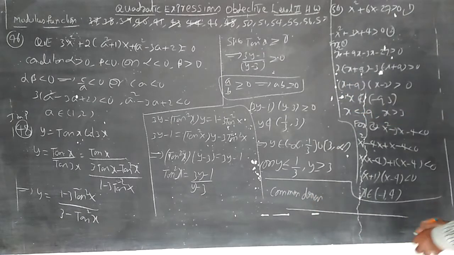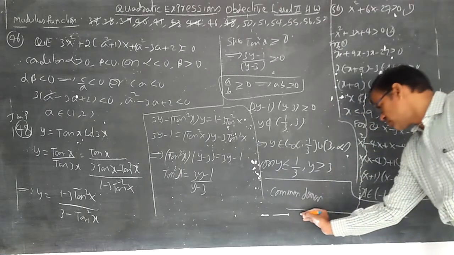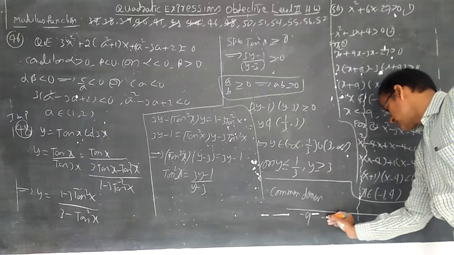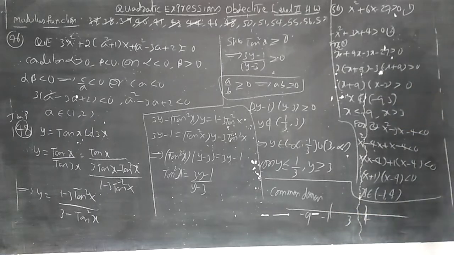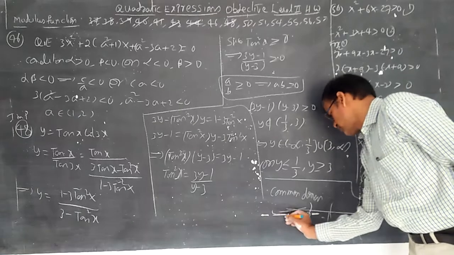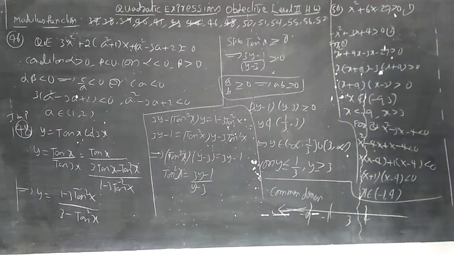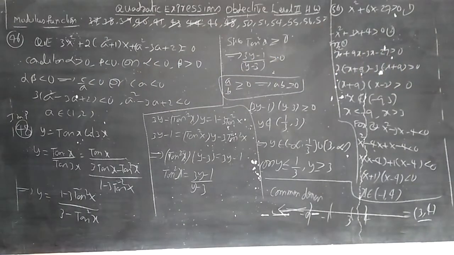Common domain for this: minus 1, minus 9, and 3. Critical points are minus 9, minus 1, 3 and 4. Put here minus 1 comma 4. x less than minus 9 on this side, and x greater than 3. So my only common domain is 3 comma 4. 3 comma 4 is the common domain. 50th question, first option.